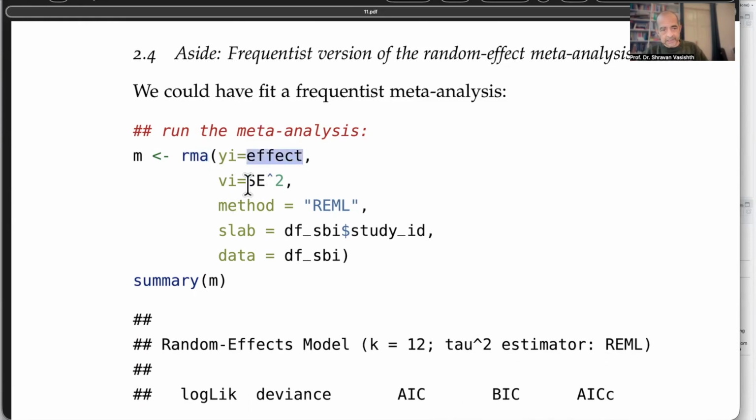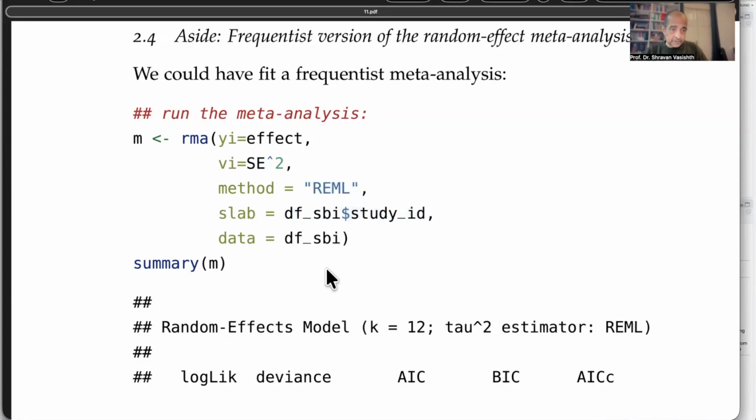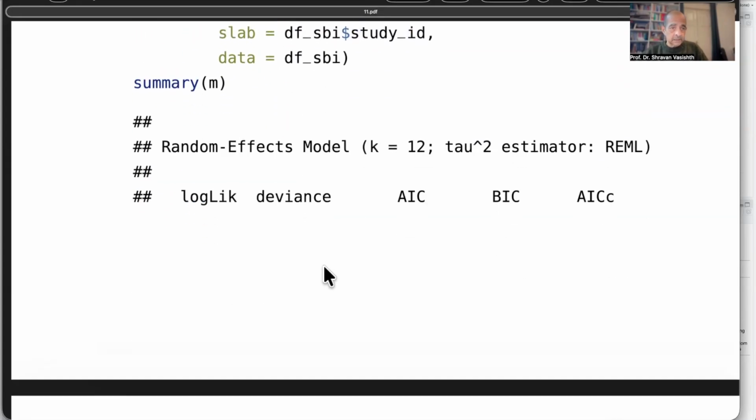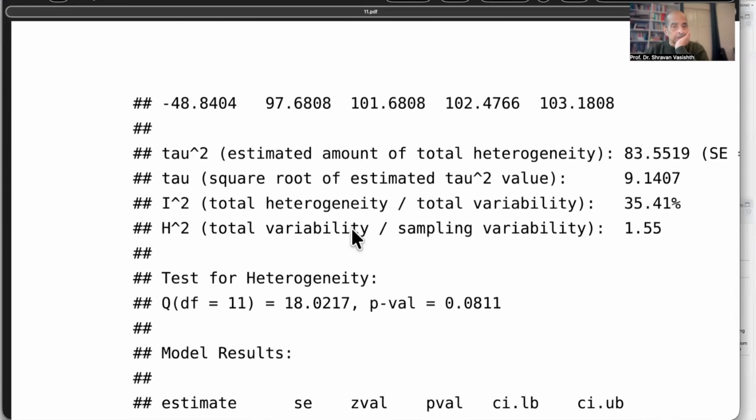You give it the effect sizes as a vector, and the standard errors squared, so the variances, as a vector. Specify the method as restricted maximum likelihood, REML. That basically means that when you compute the standard deviations, you divide by n minus 1 and not n. Okay. And then the study IDs and the data itself. So what you get is a standard random effects meta-analysis output.